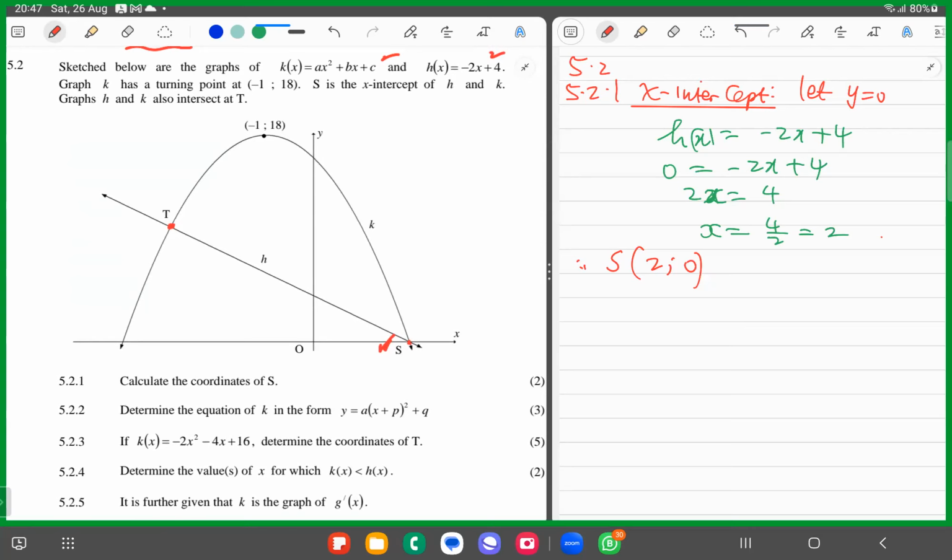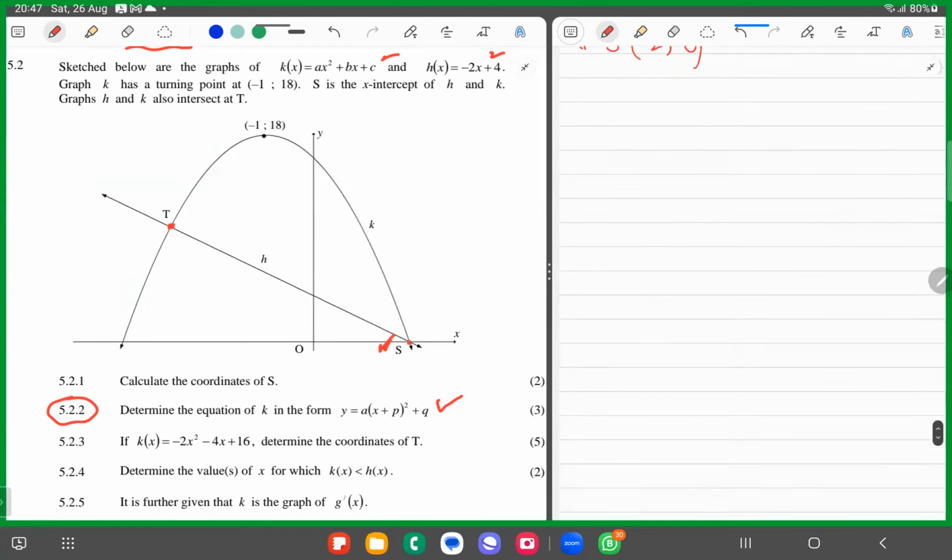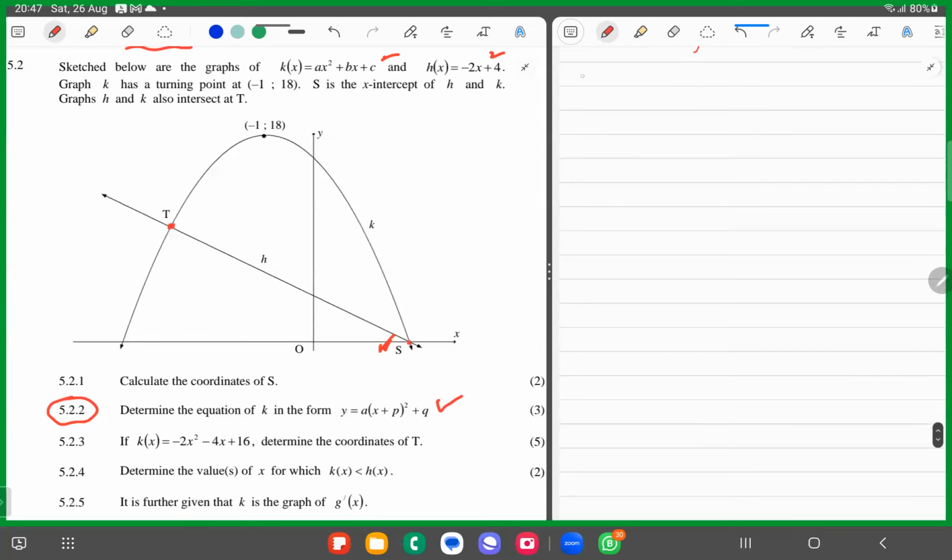Now we look at the next one, 5.2.2. Determine the equation of K in the form that is given, for a total of 3 marks. Right, let's look at that one, 5.2.2.